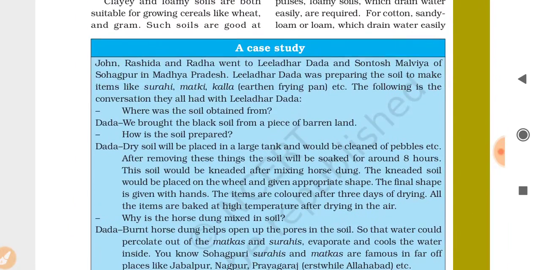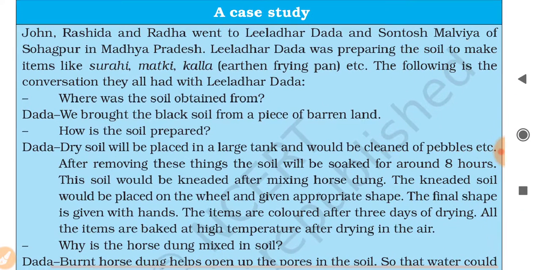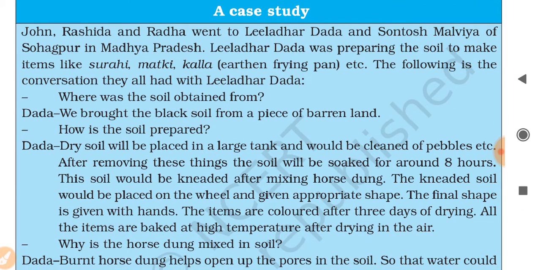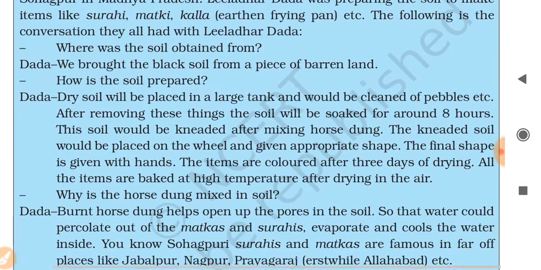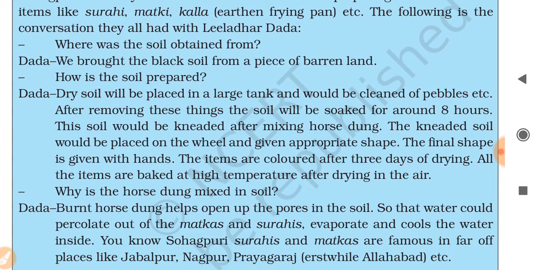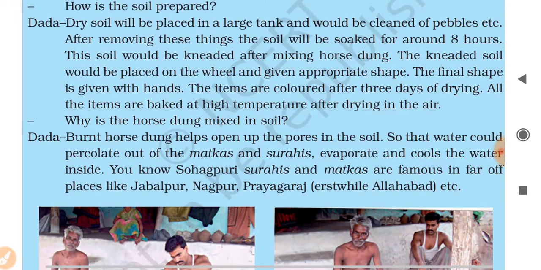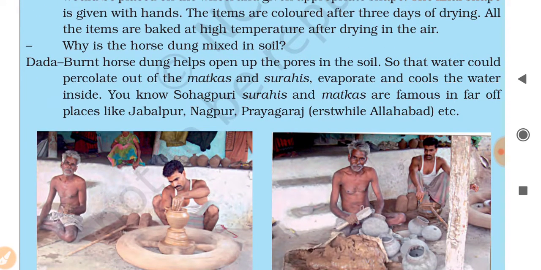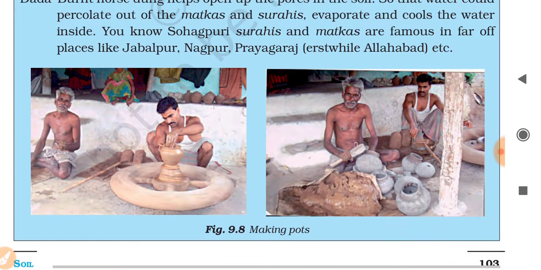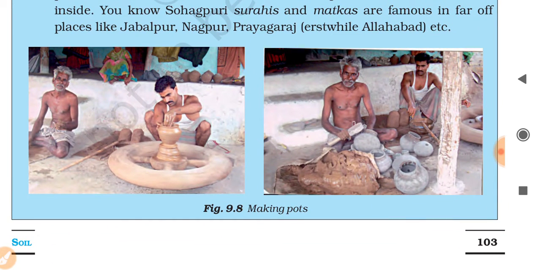So before this, a case study is here. Okay, John, Rasida, and Radha went to Dada and Santosh Malviya of Madhya Pradesh. Okay, what did they do? Where was the soil obtained from? Dada, we brought the black soil from a piece of barren land. How is soil prepared? Dada, dry soil will be placed in a large tank and would be cleaned of pebbles, etc. Then burnt horse dung helps create pores in the soil. So this pot making process is mainly done in Nagpur, Prayagraj, and Jabalpur, some cities of our India.